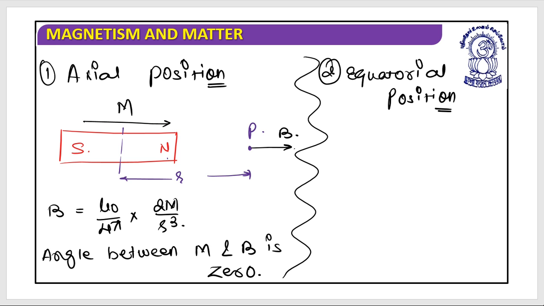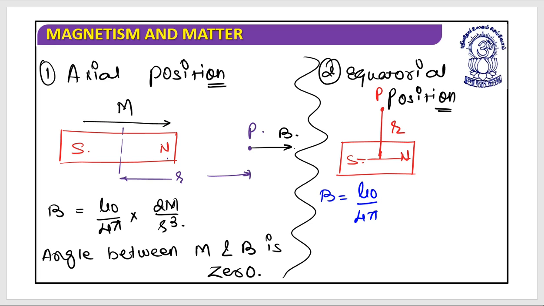While I write this for the equatorial position, I must understand that this is the south pole, this is the north pole, this is the point P where magnetic field is required. This is the distance r. So when I write this, B is equal to mu naught by 4 pi multiplied by m by r cube. The direction of this is in this direction, it's m, and the direction of B net will be in this direction.